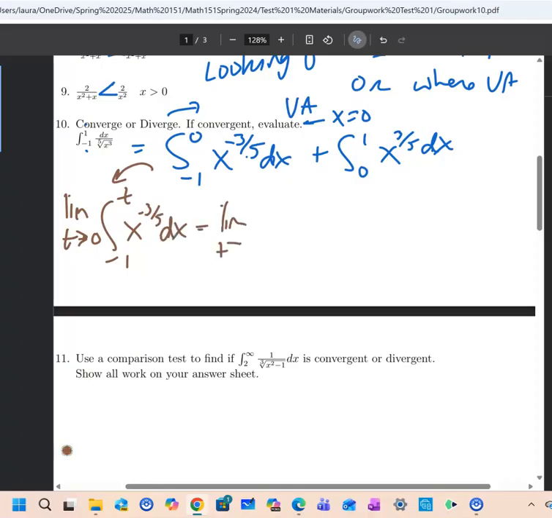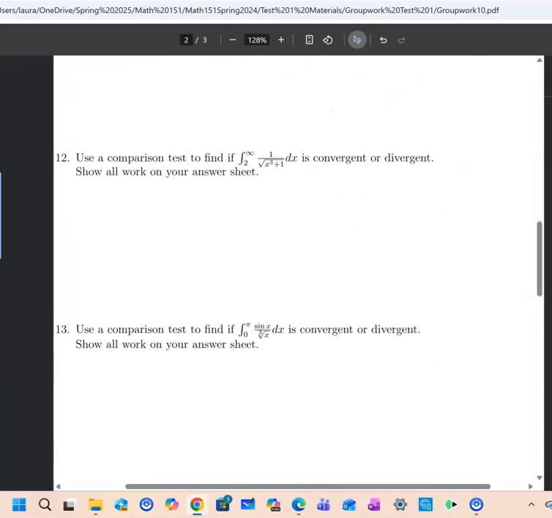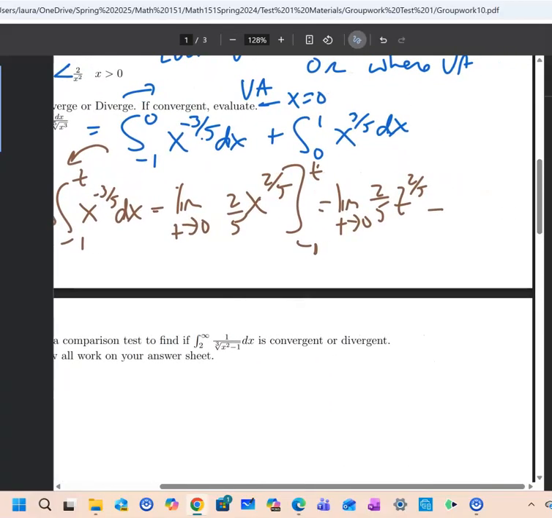So let's do it. I add 1 to the exponent, so I get 2/5, times 5/2. And then between negative 1 and t, limit as t goes to 0. So then I put the t in, 5/2 x to the 2/5. I'm sorry, I meant to put the t in. I tried to put the t in, missed it. t to the 2/5 minus, oh dear, minus negative 1 to the 2/5 power.